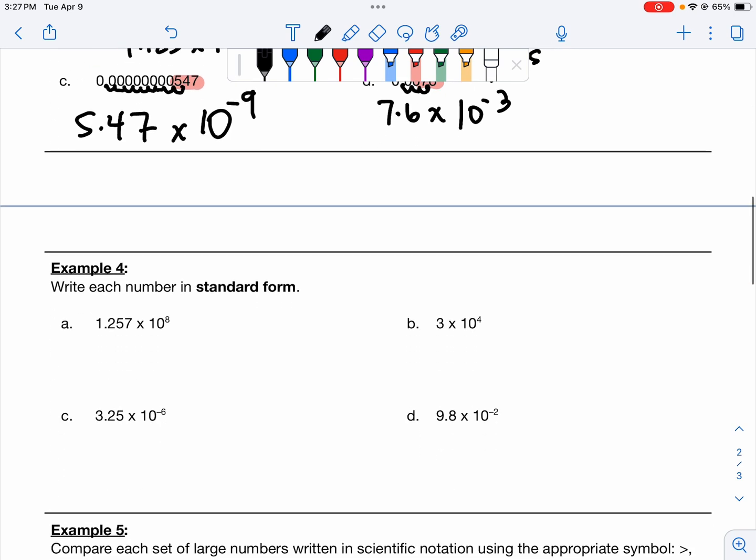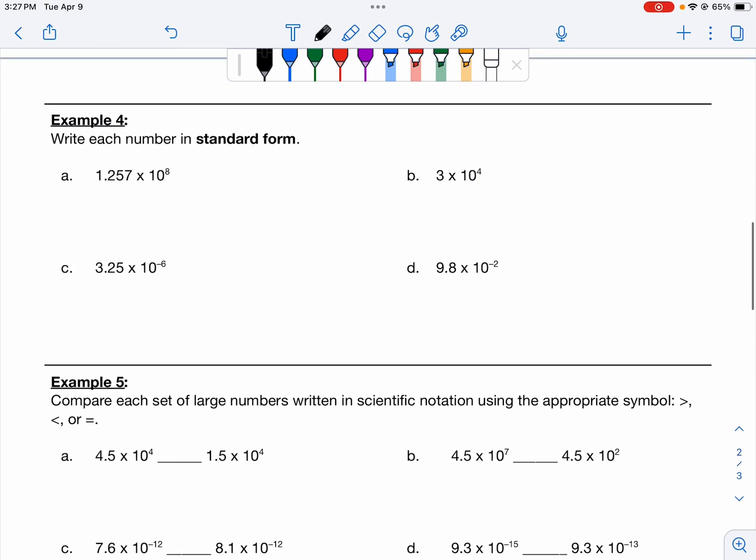Example 4 on the back is going to be writing it in standard form. So we're actually going to go ahead and move the decimal place this time. The first step is just to write out the numbers you see. So I'm going to write out 1.1257. Now I'm not going to put a decimal place, but what I'm going to do is move the decimal place 8 times. So I'm going to start with it here between the 1 and the 2 as you see it, and then I'm going to move it 8 times. 1, 2, 3, 4, 5, 6, 7, 8.